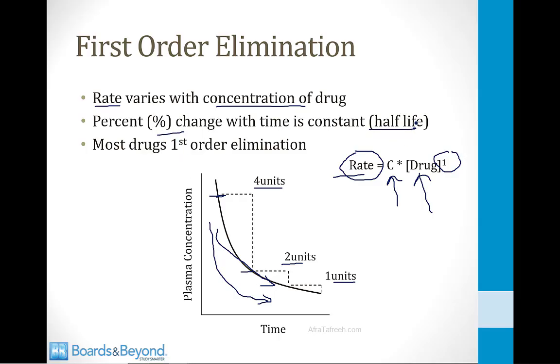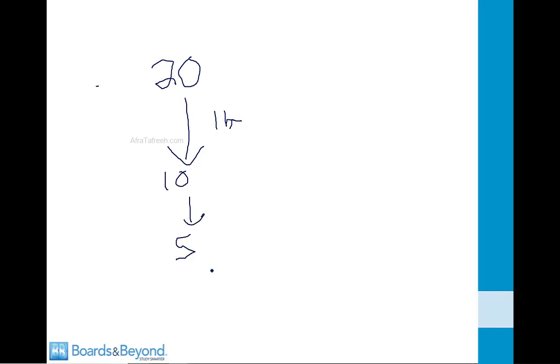So the half-life of these drugs is constant, even though their rate of elimination is changing over time. Let's go back to our example of a drug with a concentration of 20 milligrams per liter in the plasma. If this drug underwent first-order elimination, then after, for example, 1 hour, if that were the half-life, we would have 10 units. And after another hour, we would have 5 units.